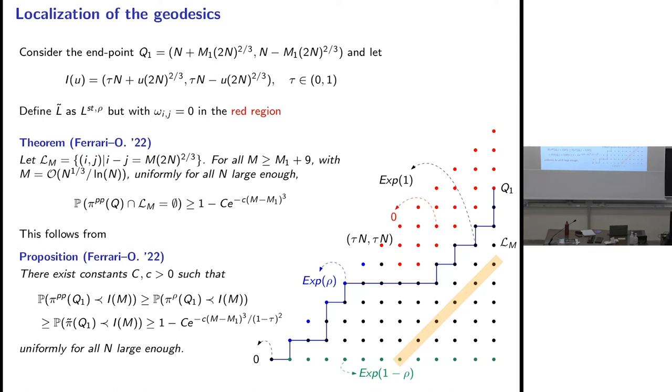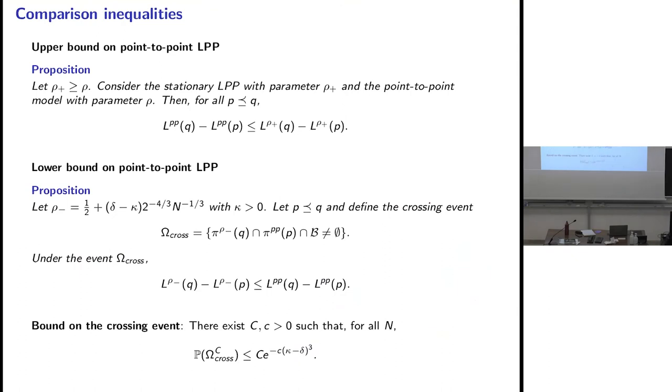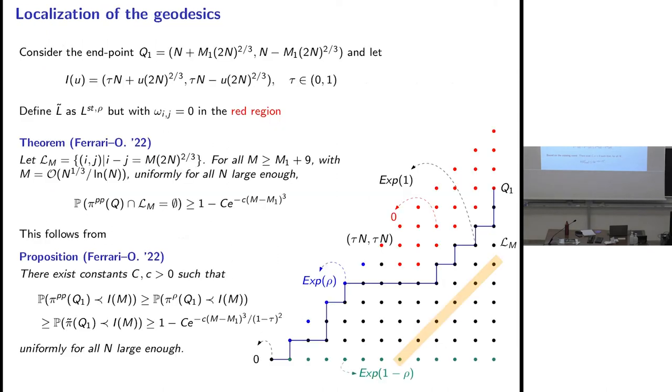Proving the localization of the geodesic also creates some problems in half space, because in full space it is enough to have the comparison between the point-to-point and the stationary model. The reason why you need this bound is that you know exactly the law of the increments by stationarity, and this is enough to have a good bound on the localization by simply using estimates on increments of Brownian motions.